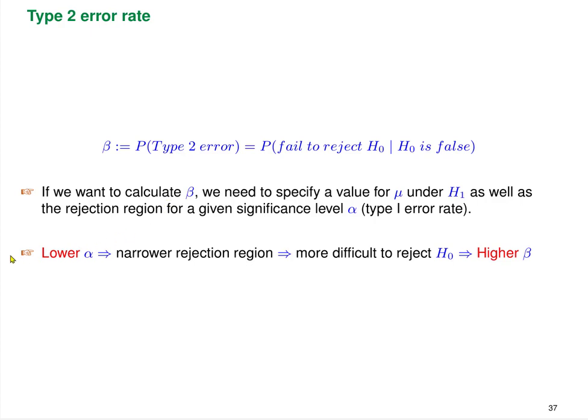If you want to decrease the probability of making a type 1 error by specifying a smaller value of a significance level alpha, then you would necessarily choose a narrower rejection region, which makes it more difficult to reject the null hypothesis. As a result, you increase the probability of a type 2 error rate. In a nutshell, you just cannot eat the cake and have it too. Reducing one of the error rates is always at the cost of increasing the other.